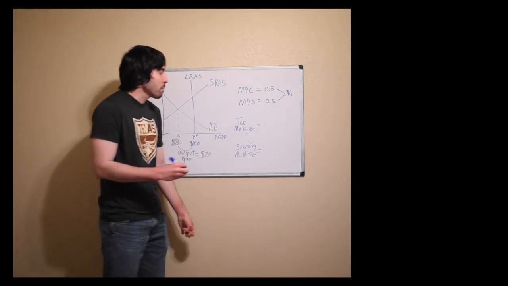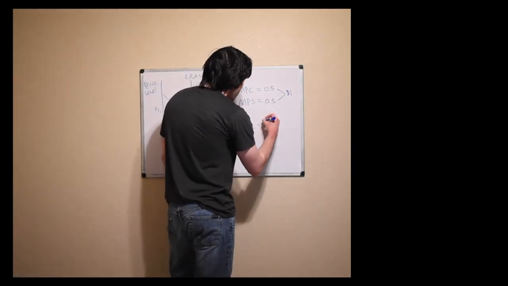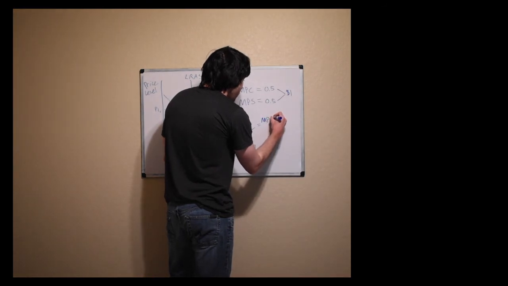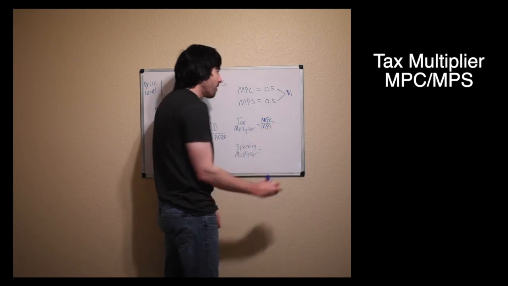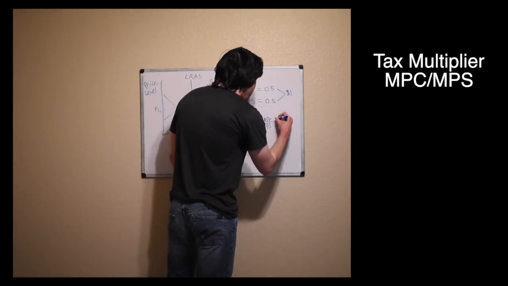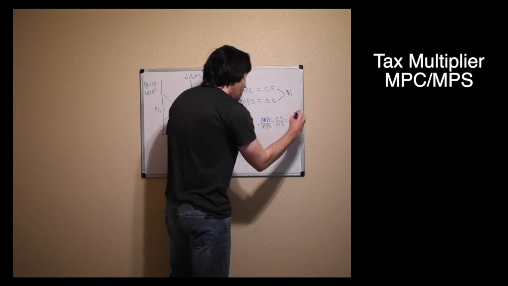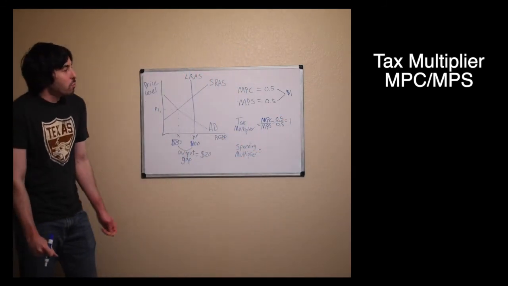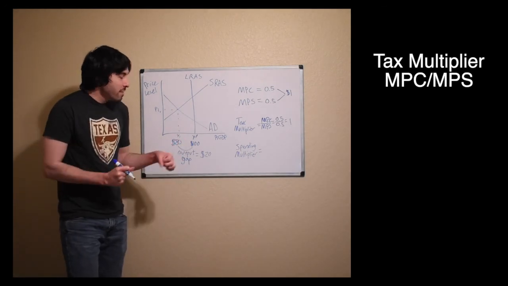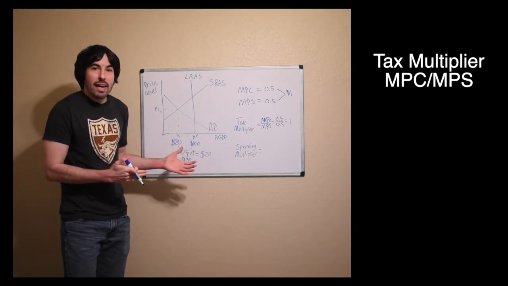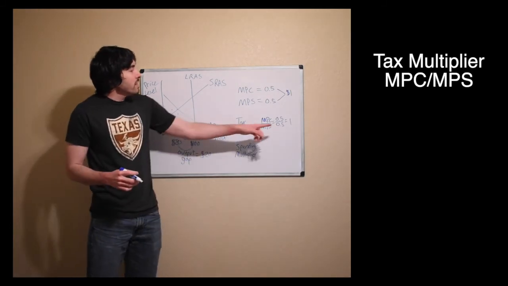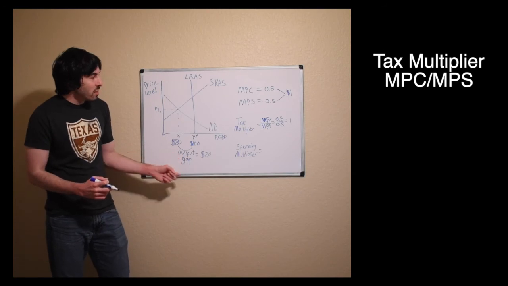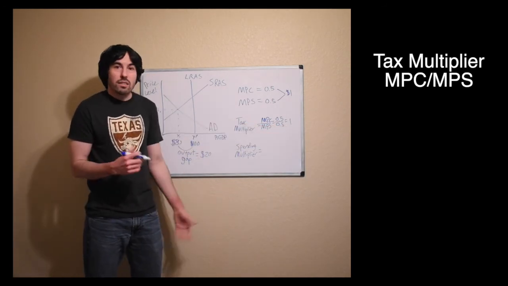We have to get our tax multiplier first, and then we'll get our spending multiplier. The tax multiplier formula is MPC over MPS. Right now, that would be 0.5 over 0.5, and that comes out to 1. So our tax multiplier is 1. If we wanted to change this output gap and get people to spend $20, we would need to cut taxes by $20 because our multiplier is 1. That's all it is right now.